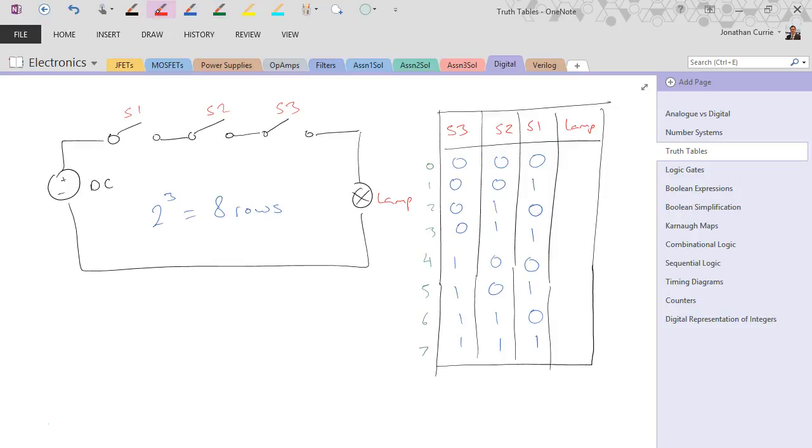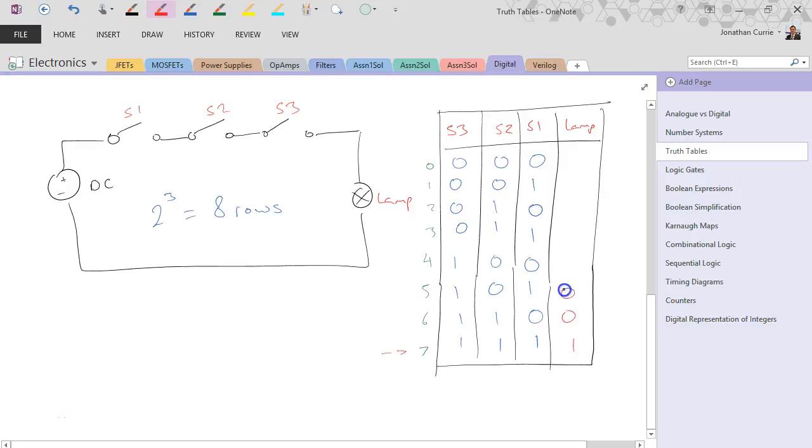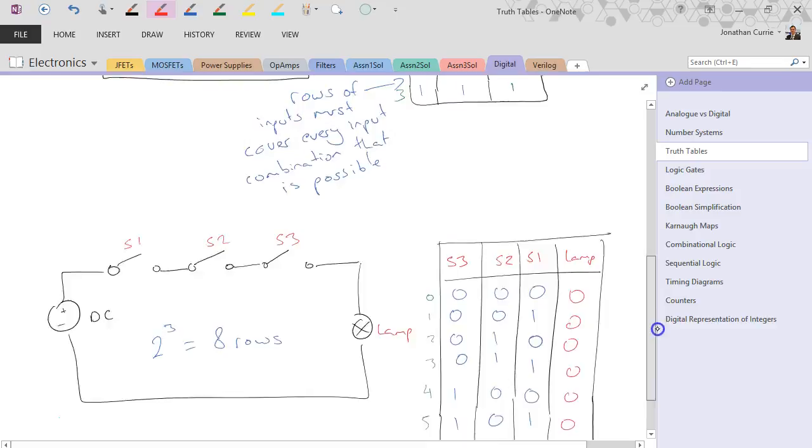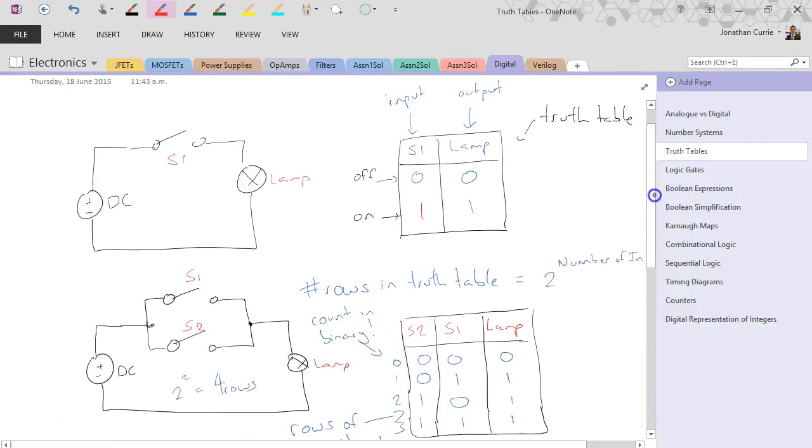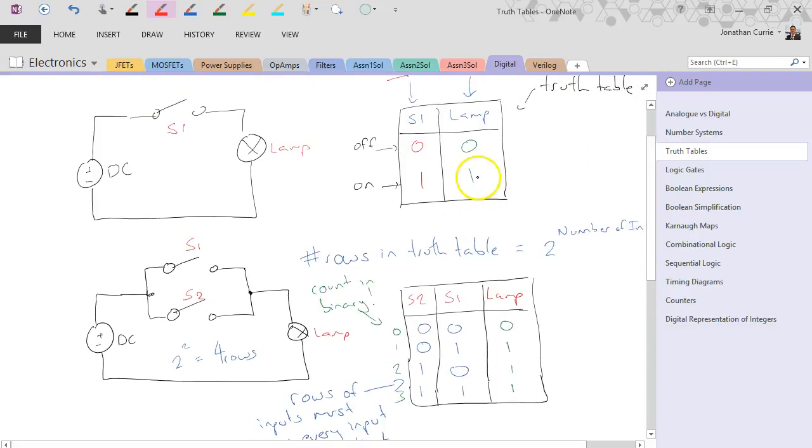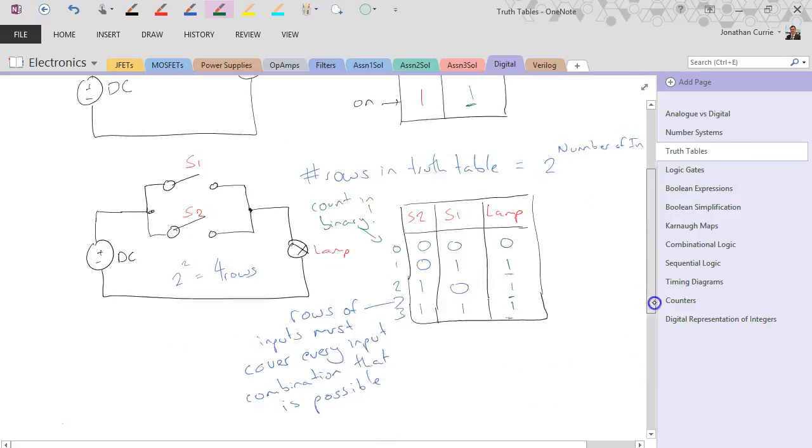This one's an easy circuit. Only if all three switches are on, so this row here, does the lamp go on. For all other combinations, it is equal to 0. So you can see how the truth table gives you a graphical description of under what conditions the output will go high or low, under what input conditions the output will change. Quite often we're interested primarily in where it goes equal to 1. That's where we're most interested.